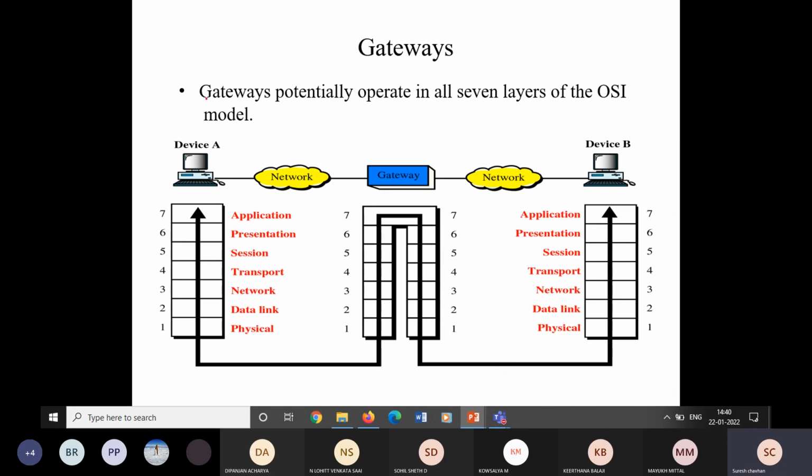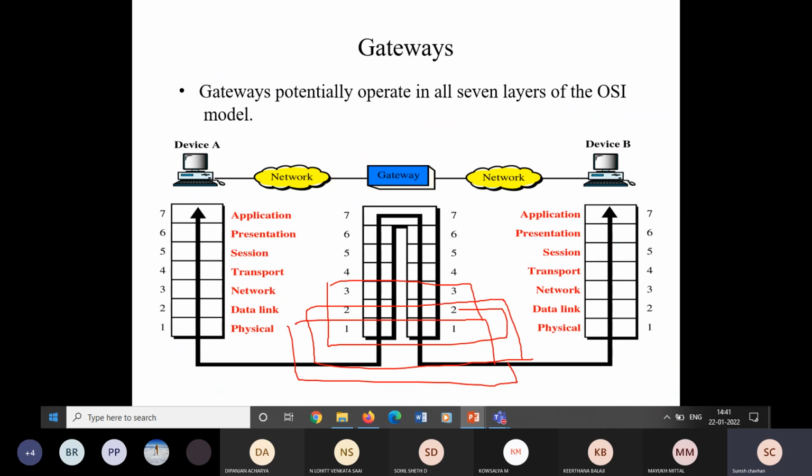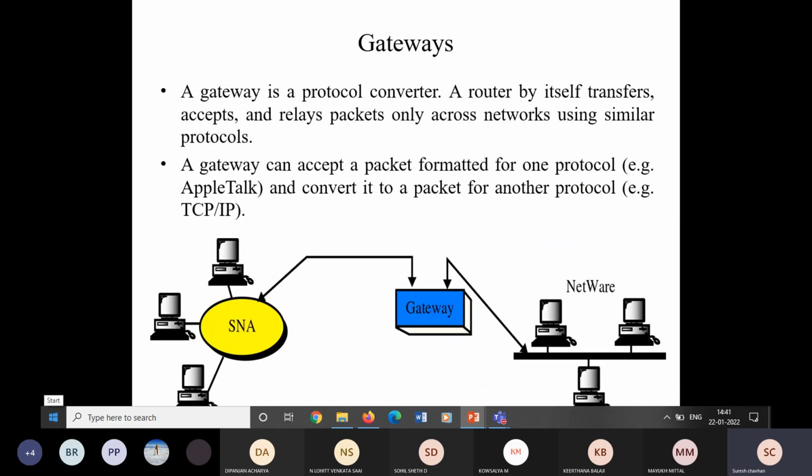So the gateway potentially operates in all the 7 layers of the OSI model. So this is how it will look. Earlier it used to be like 1, 2, and 3, right? Only this much the router used to cover. Then this is like a switch, the two-way switch and the bridges, and the hub and the repeaters will be like this, right? So the gateway has all the 7 layers.